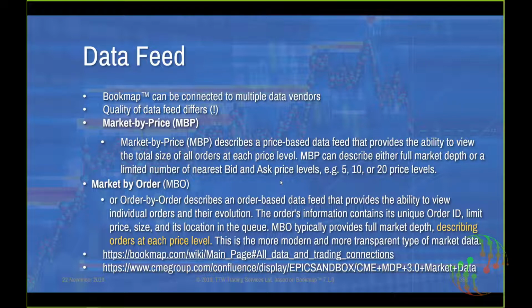Market by order describes an order-based data feed that provides the ability to view individual orders and their evolution. The order's information contains its unique order ID, limit price, size and its location in the queue. Market by order typically provides full market depth, describing orders at each price level. This is the more modern and more transparent type of market data.